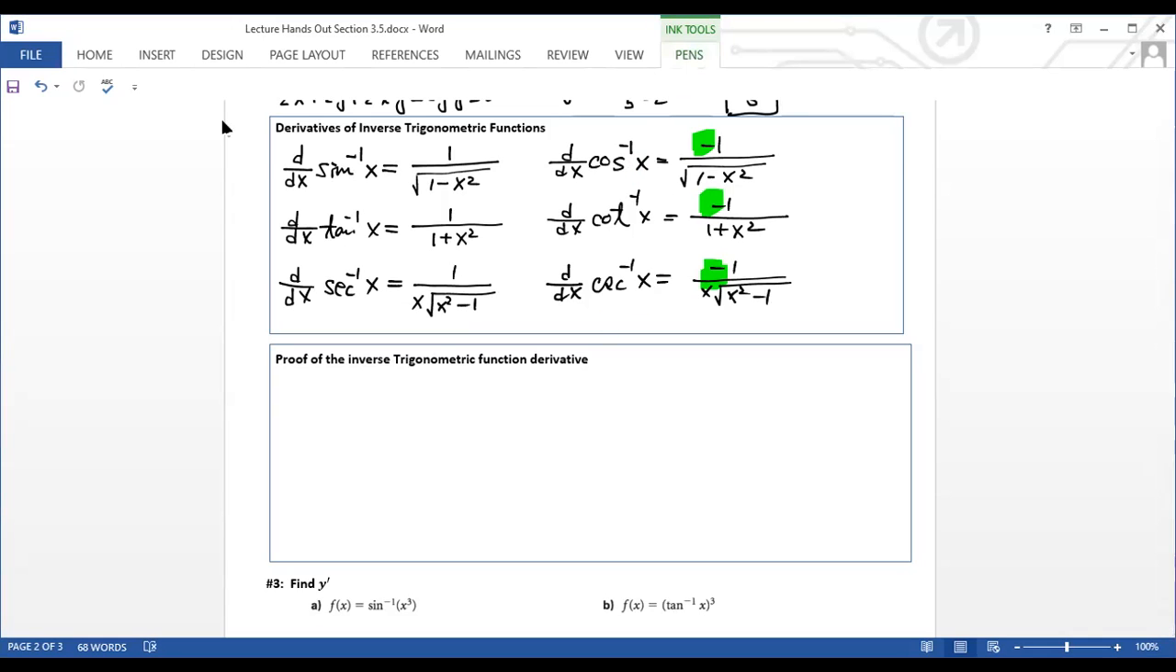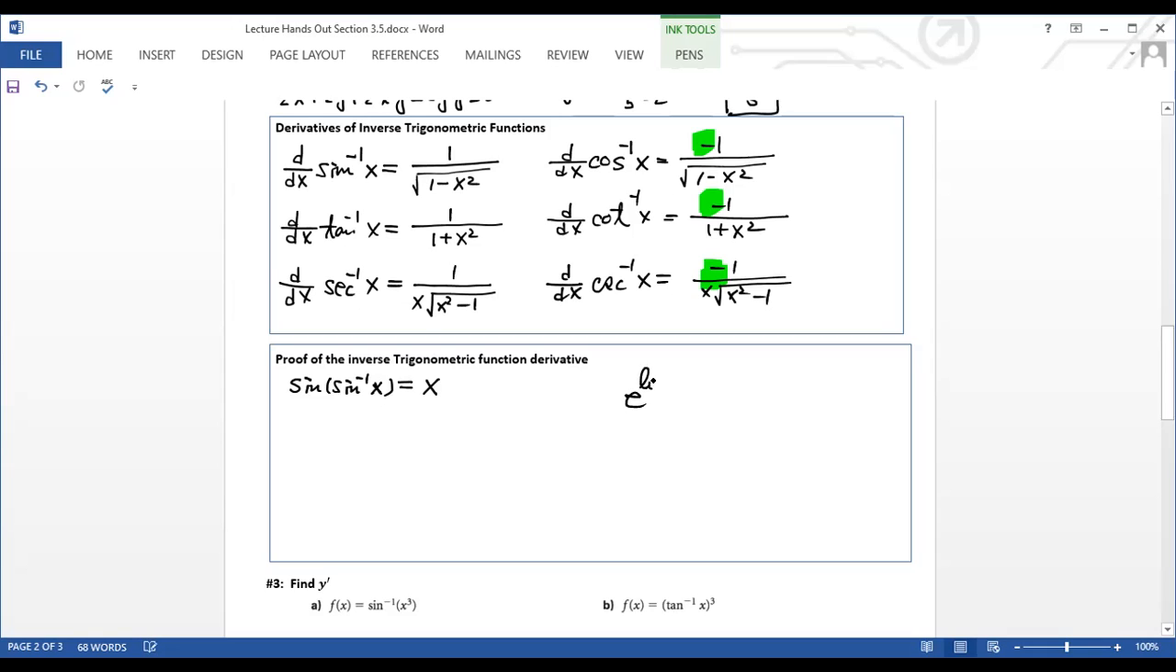And then let's take a look at how I prove it and why it is important. Now let's take a look at the inverse functions. So I know sine and arcsine are inverses. If you put a function and its inverse together, what is it going to be? It's going to be by itself, equal to x, just like we did before.